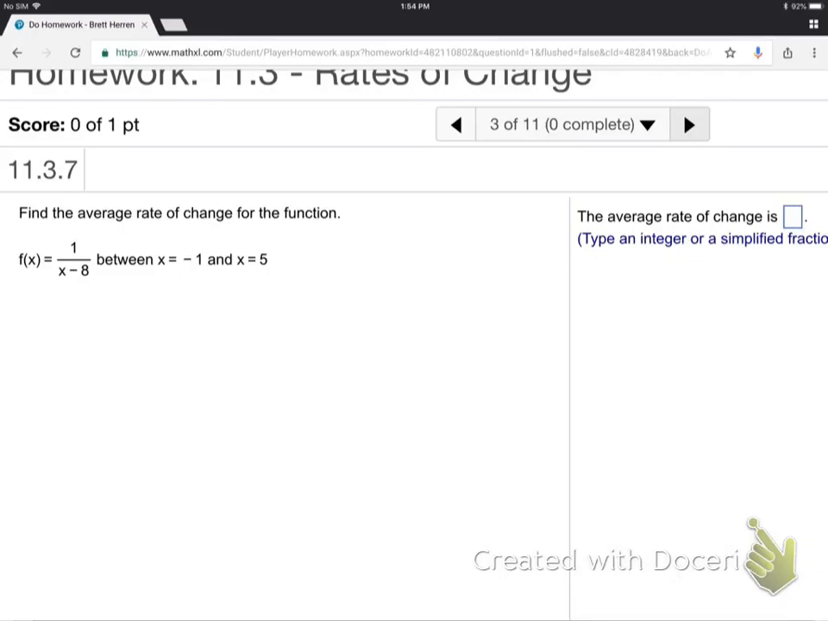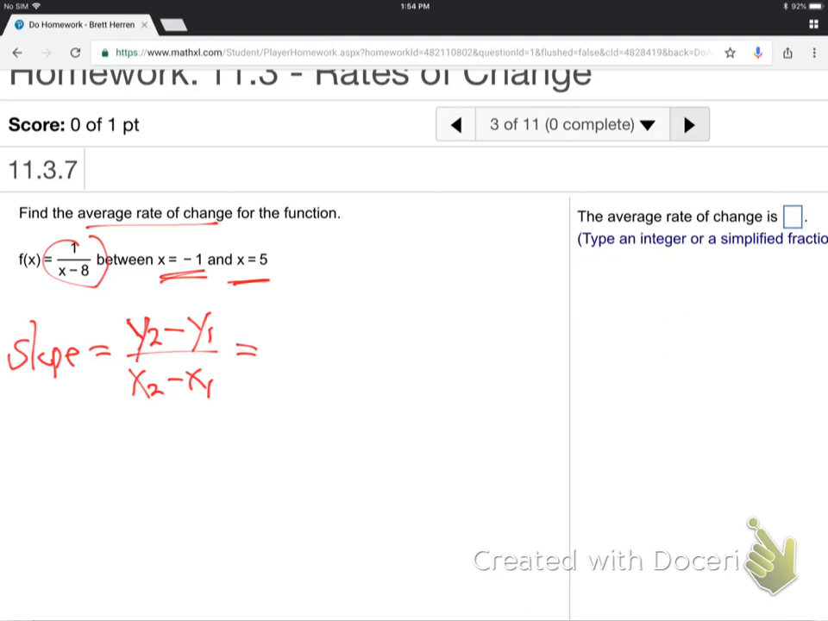Okay. So same kind of thing. Average rate of change. There's my function. There's my x1 and my x2. So what's the formula? What do you write out for the formula to find the average rate of change? Slope equals, what is it? y2 minus y1 over x2 minus x1. Remember the slope formula?